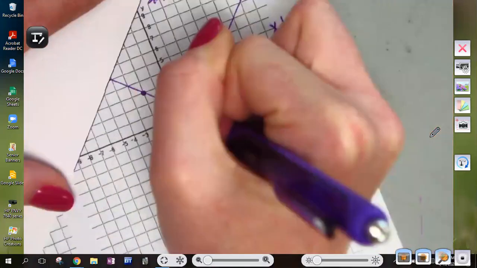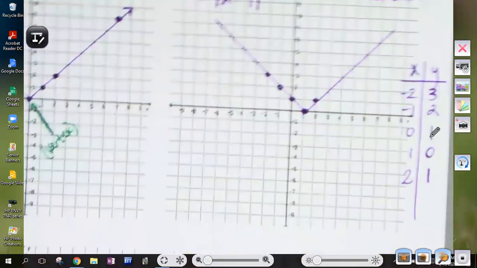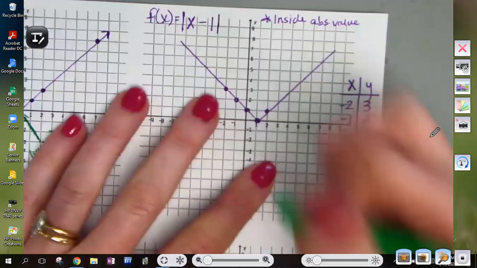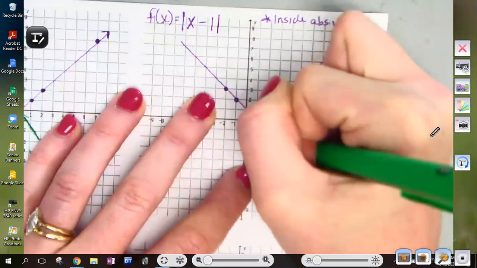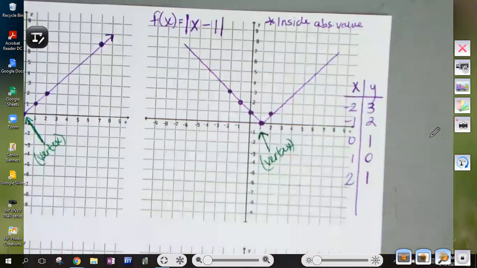All right, now what do you notice? On my other one, my vertex was at 0. Where's my vertex now? It's at 1, 0, because on the inside of the absolute value, it's 1. Our vertex moved. What did my vertex move along? Which axis? The x.